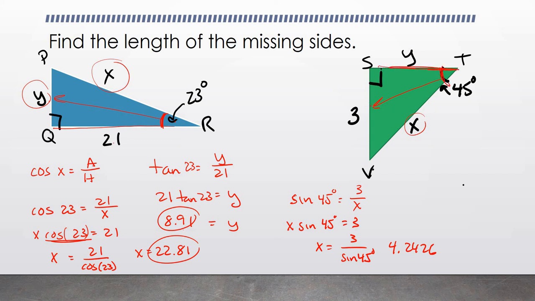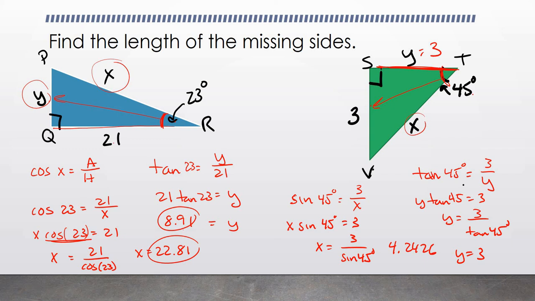How about y? Again, I've got the opposite. Now I'm looking for the adjacent side. So the tangent of 45 degrees equals opposite over adjacent. So multiplying both sides by y and then dividing by the tangent of 45, 3 divided by the tangent of 45 is 3.